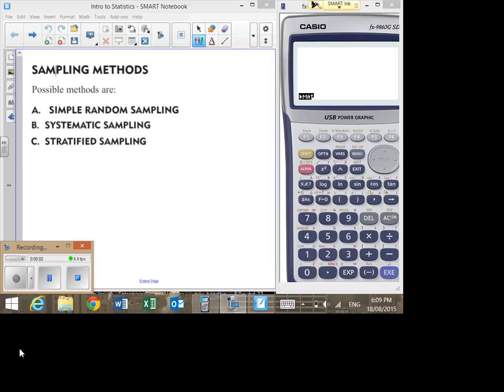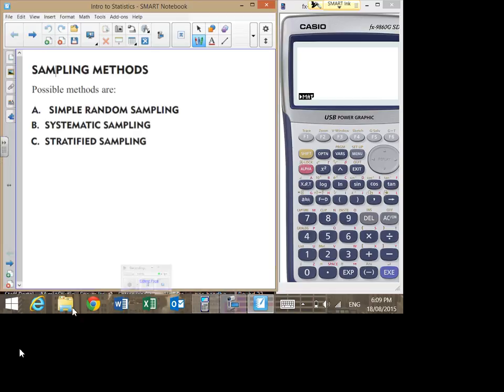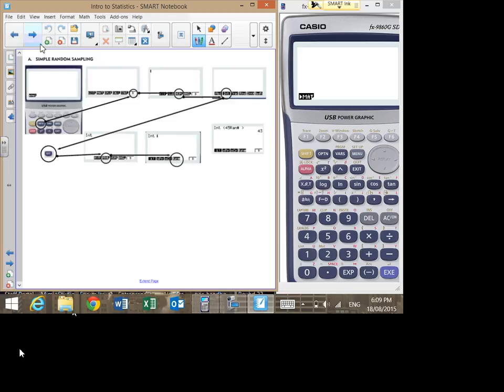In this example, we're going to have a look at some sampling methods that are involved in statistics. There's three methods that we're going to use in this course: simple random sampling, which is essentially picking a number, systematic sampling, and then finally stratified sampling. So the first one is simple random sampling.